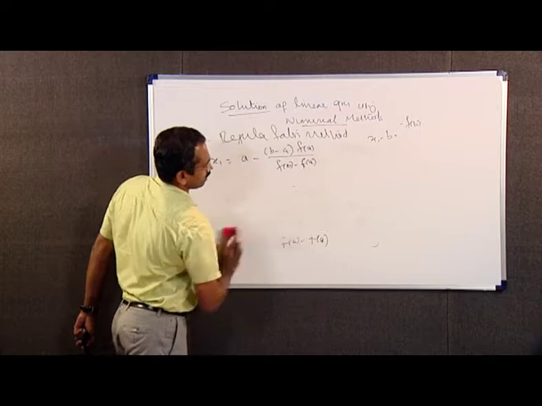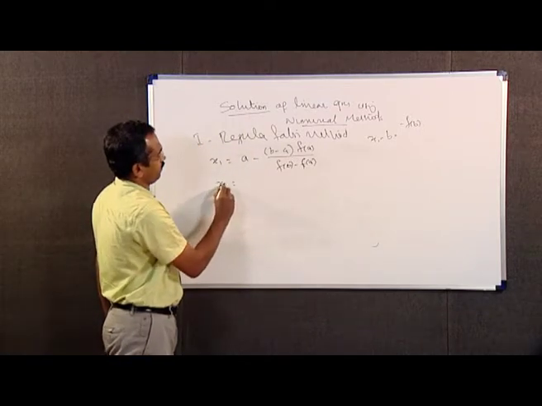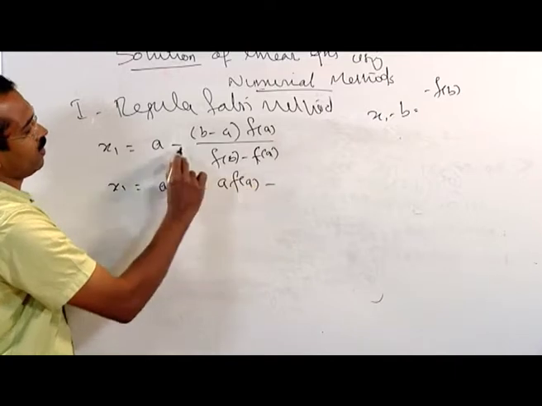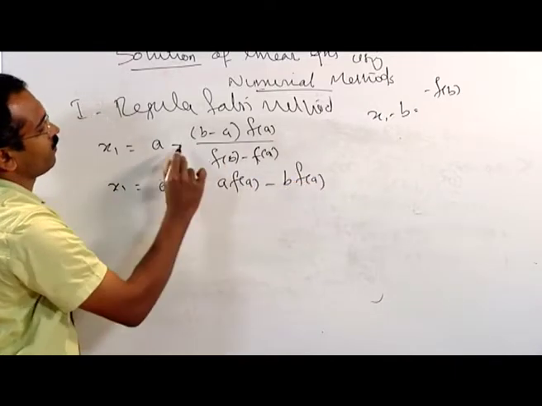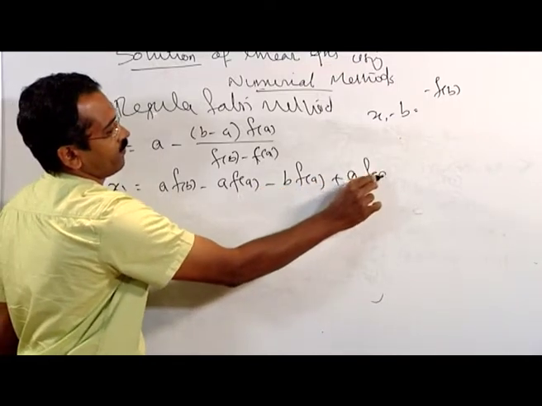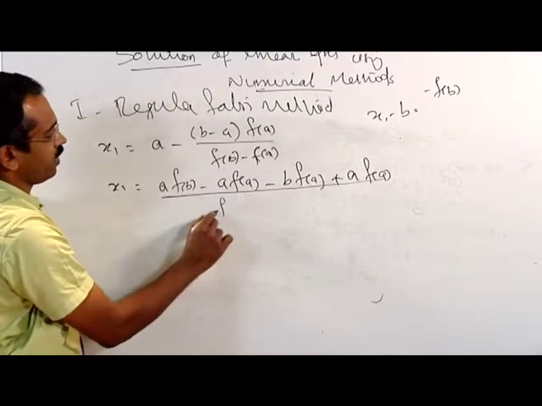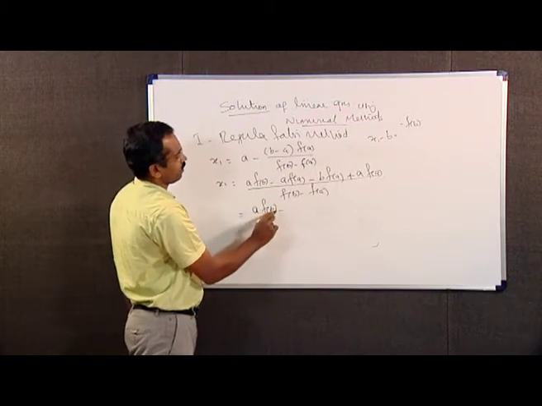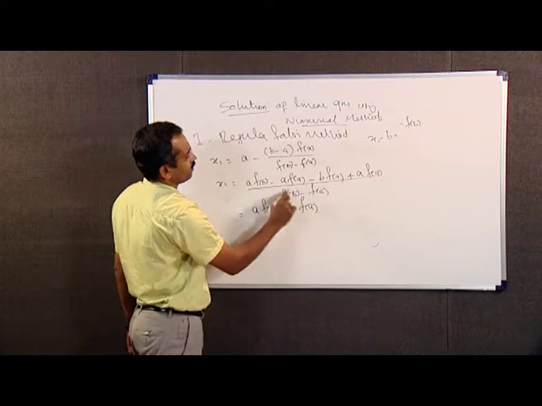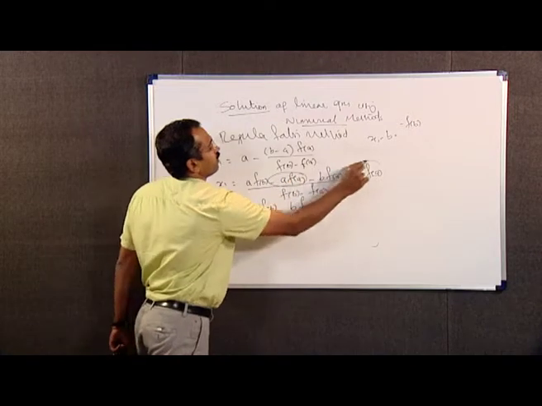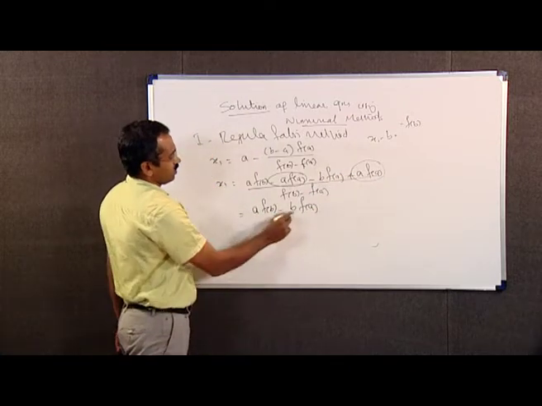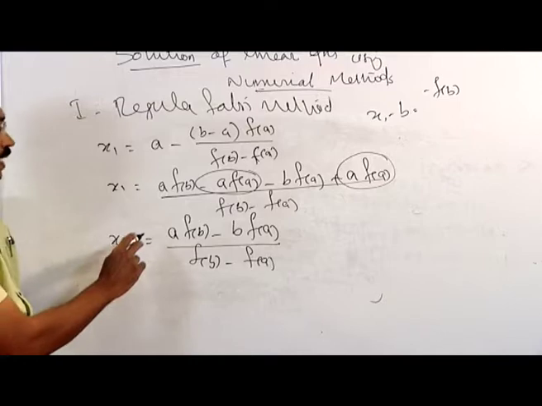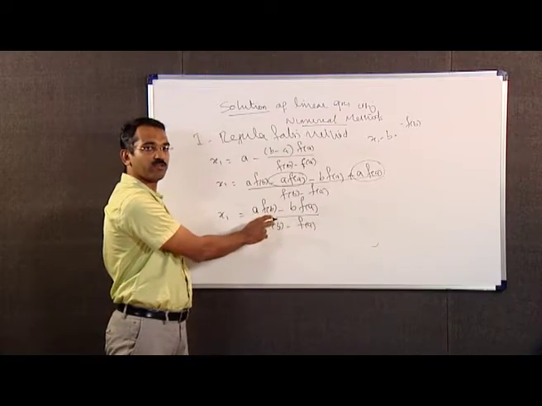That is x1 is equal to a into f of b minus a into f of a, negative of b into f of a plus a into f of a, all divided by f of b minus f of a, which is equal to a into f of b minus b into f of a, negative of a into f of a plus a into f of a cancelled, all divided by f of b minus f of a. So x1 is equal to a into f of b minus b into f of a divided by f of b minus f of a.